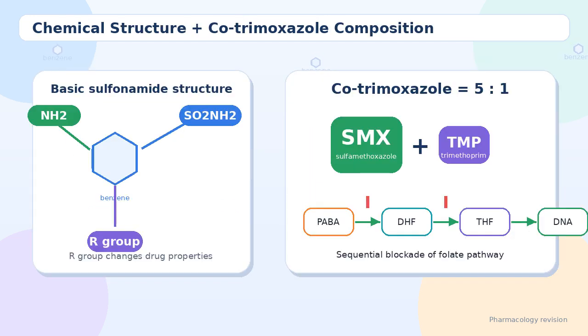The basic chemical structure of a sulfonamide contains a benzene ring with a sulfonamide group and an amino group. The side chain, also called the R group, can be modified to create different sulfonamide drugs with different properties. Co-trimoxazole is a fixed combination of sulfamethoxazole and trimethoprim in a 5:1 ratio. Sulfamethoxazole blocks an early step in folate synthesis, while trimethoprim blocks a later step. Together, they produce sequential blockade of the same pathway.